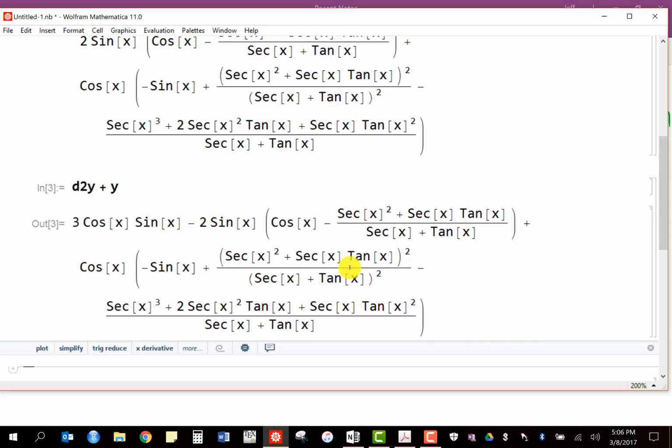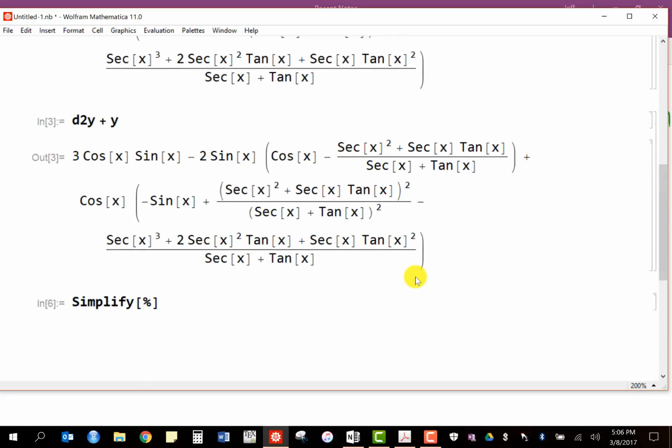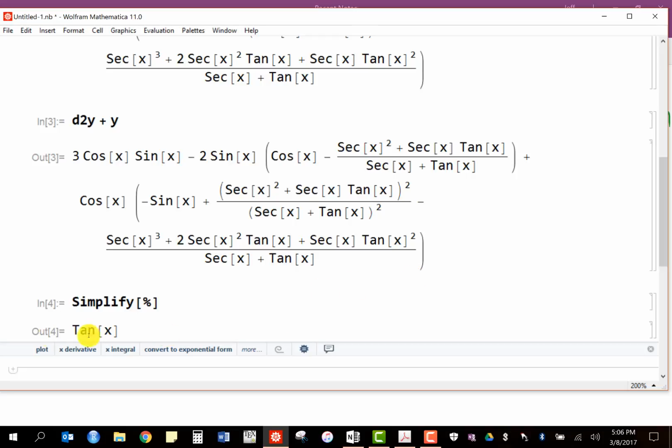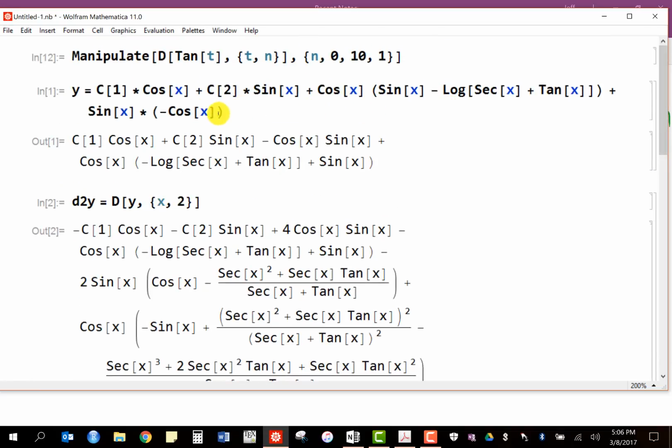This is supposed to simplify to the tangent of x. That is not obvious to me at all, that it does simplify to that. But then if I execute the simplify command, bang, there it is, the tangent of x. So it turns out that this is, in fact, the solution to y double prime plus y is equal to the tangent of x.